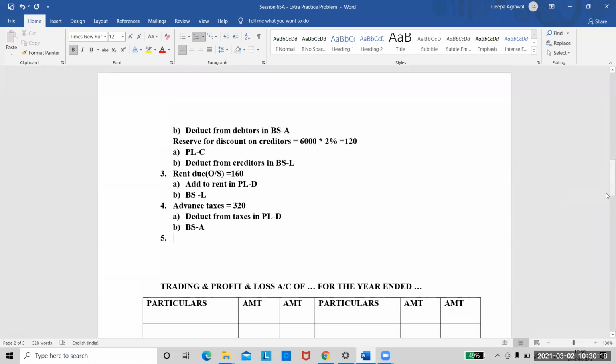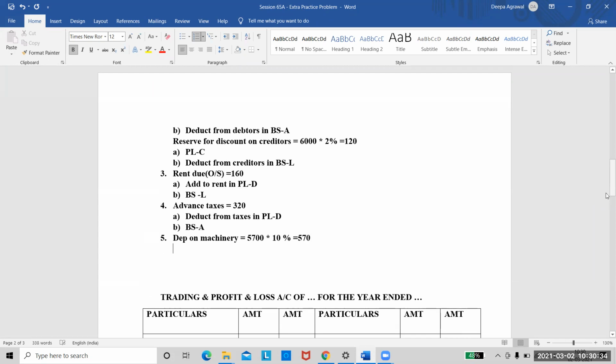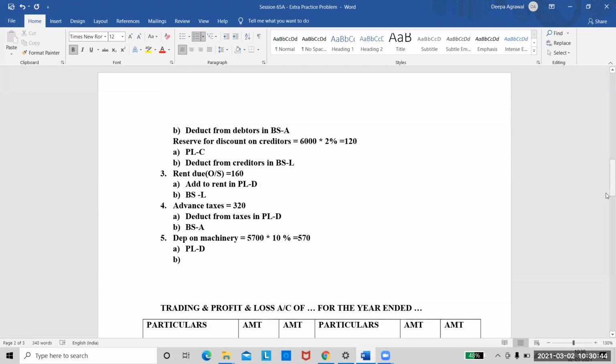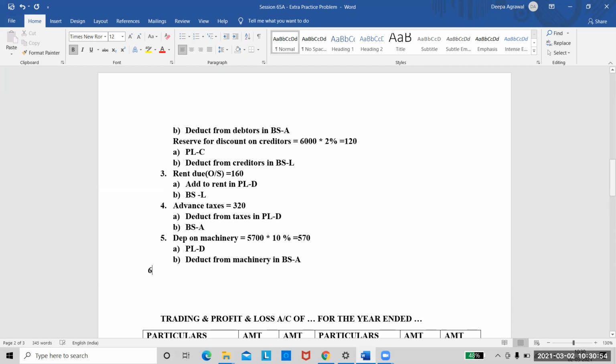Depreciate machinery at 10%. Depreciation on machinery. Tell me the value of machinery. 5,700 into 10%. So that comes to 570. Everyone knows the two treatments of depreciation, right? What are they? First one is P&L debit side, ma'am. Second one, deduct in balance sheet. Yes, deduct from machinery in the balance sheet on the asset side. Next adjustment.